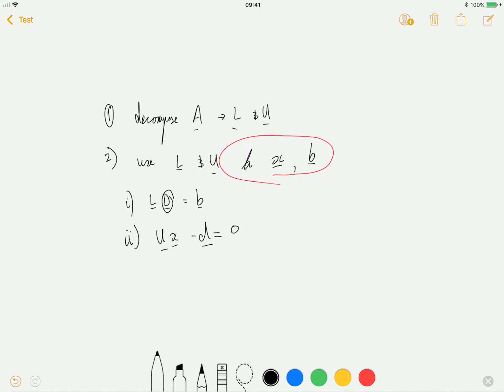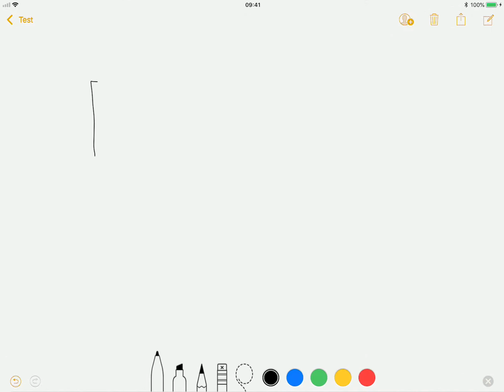So in matrix form, this looks like the following. So we start off with an initial matrix, A11, A1n to Ann. We split this up, we decompose it into the lower matrix, which has the form 1, L21, Ln1, down to 1 with the zeros above.